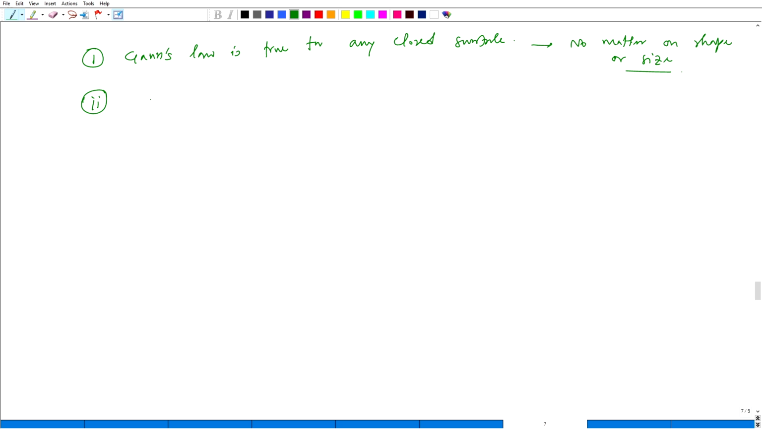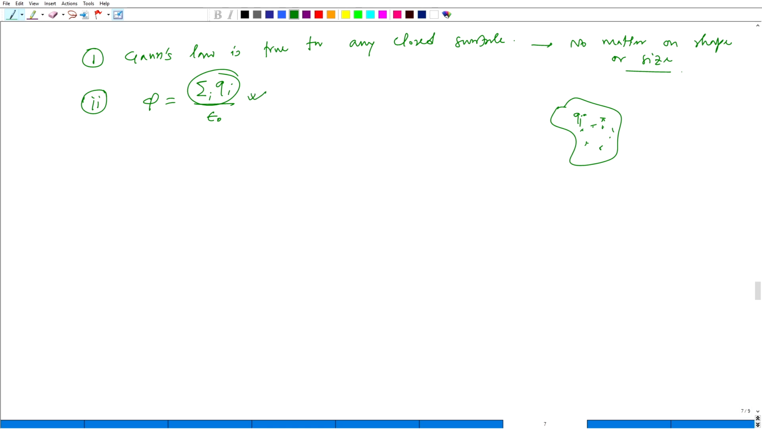The flux phi is basically the sum over qi over epsilon naught. So the surface encloses the total charge q, basically the sum over qi. If there are many charges q1, q2, q3, it is basically the sum over all the charges qi, the sum over all the charges.